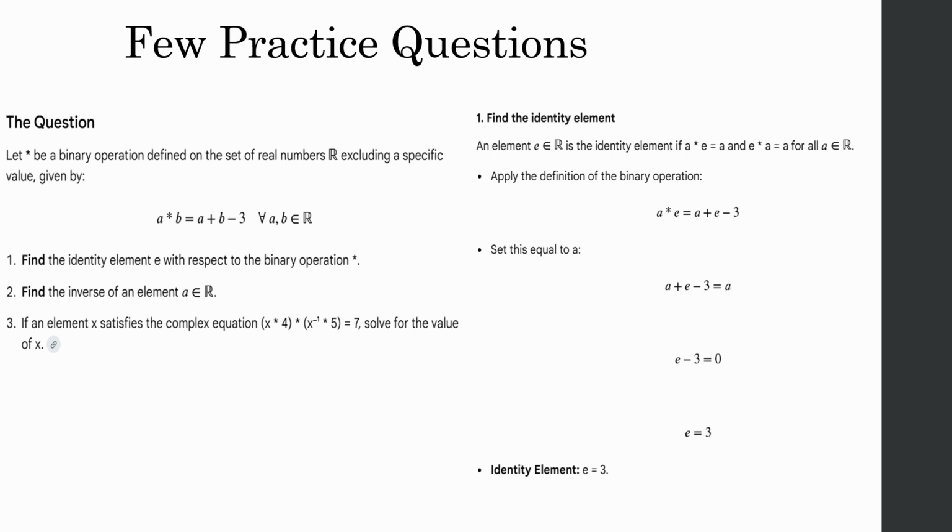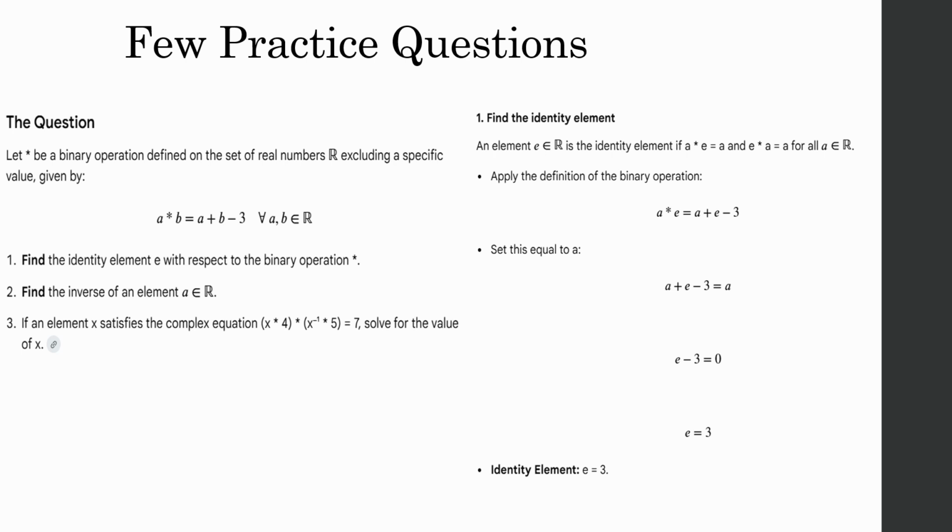These are the three things we need to do. First, find the identity element e with respect to the binary operation. Second, find the inverse of that element. Then third, if an element satisfies x, then solve for the x value.